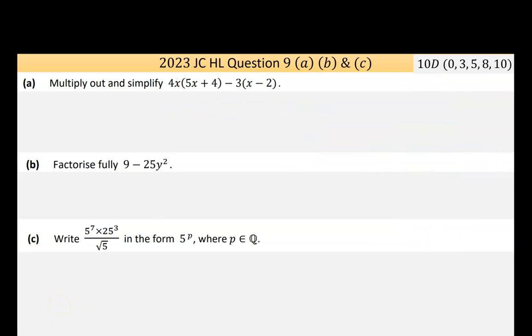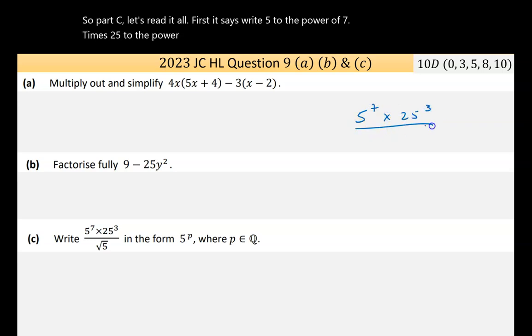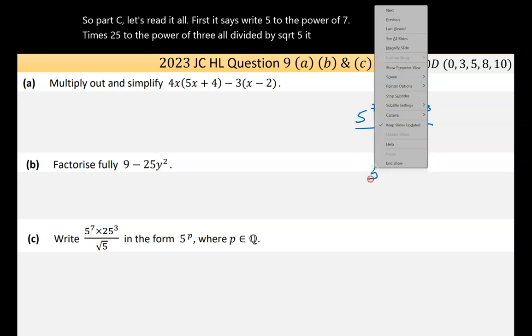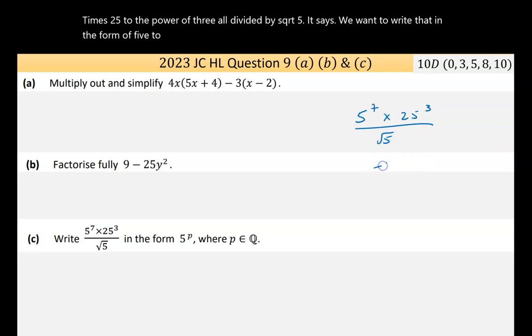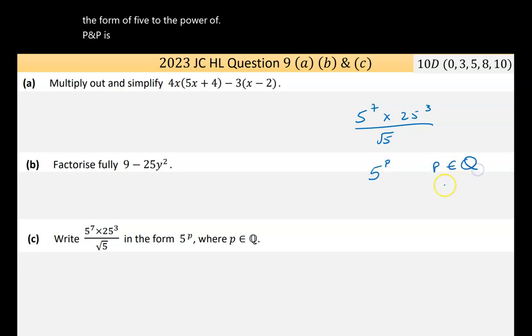Now the next, so part C, let's read it all first. It says write 5 to the power of 7 times 25 to the power of 3, all divided by the square root of 5. It says we want to write that in the form of 5 to the power of p, and p is an element of Q. So all that means is p will be a fraction. So the power is a fractional power.